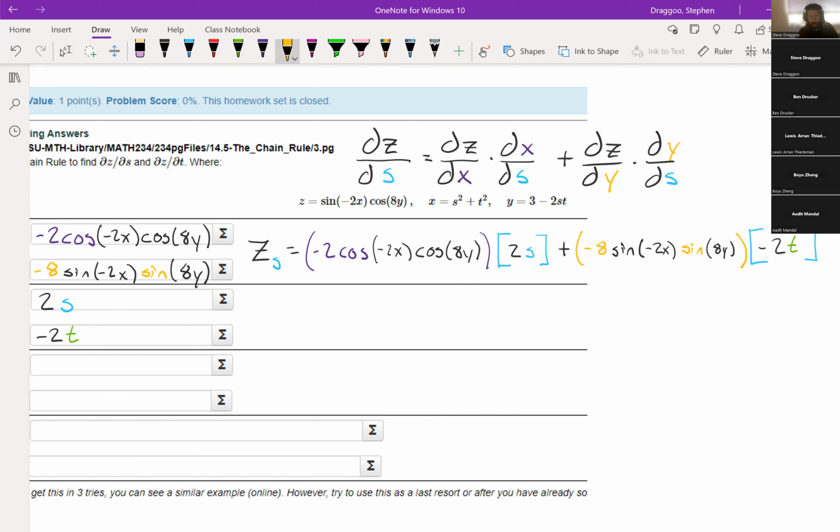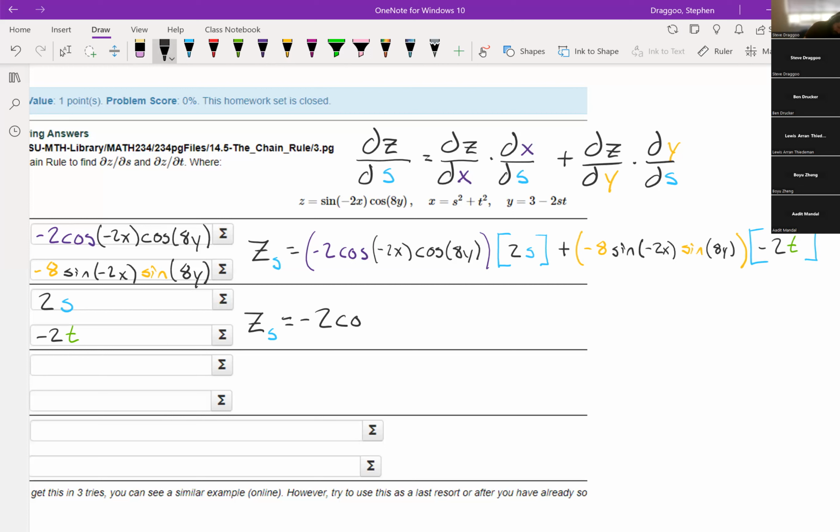So I need to go back through that expression I just wrote down and substitute out all of my x's and y's. And that'll be my final step. So z partial s. One more try. Let's see what we get.